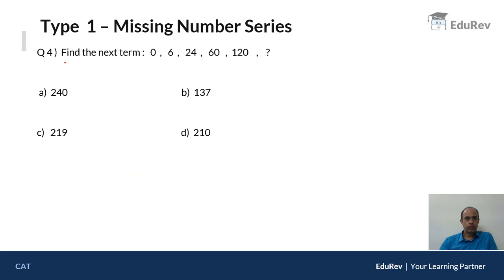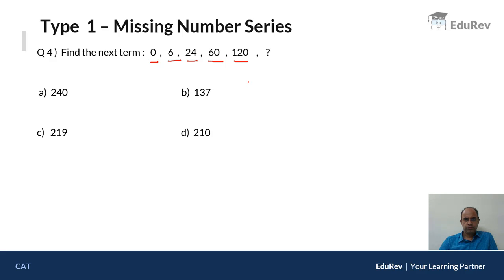Now, the fourth question. 0, 6, 24, 60, 120. So what is the next number? Think, guys. Pause the video and think. Fine. What we are observing here is the difference is 6, the difference is 18. So we cannot move with differences.